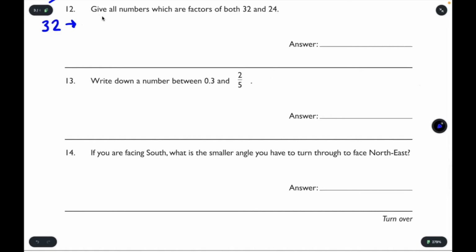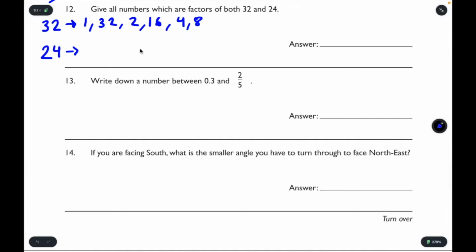Well, factors come in pairs, so you can have 1 and 32. You can have 2 and 16. You can't have 3, but you can have 4 times 8. And that's it in terms of the factors of 32. Now let's look at 24.